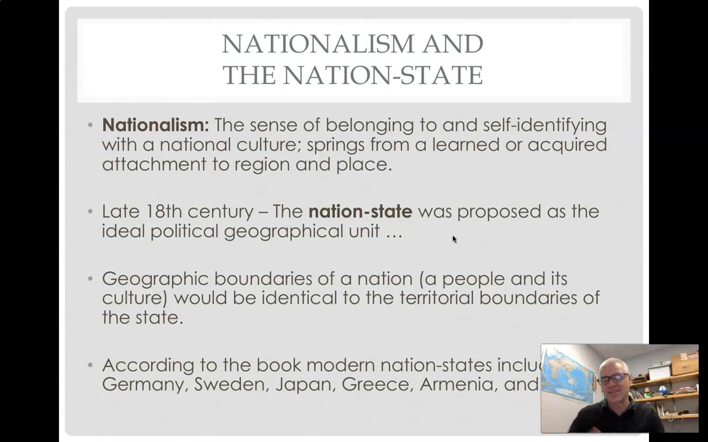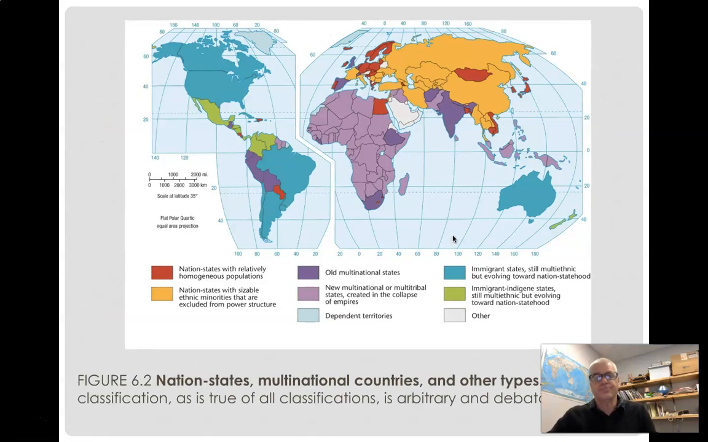According to the book, there are some nation states like Germany, Sweden, Japan, Greece, Armenia, Finland. These are examples, but honestly, in every one of those examples, I could come up with counterexamples of people that live in those places that aren't necessarily considered part of the same national group, maybe different ethnically, etc. Even by the book's actually kind of liberal definition, they accept a lot of countries as nation states that I think are a little questionable, even those in red.